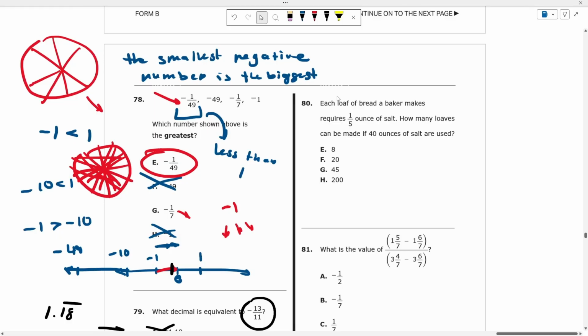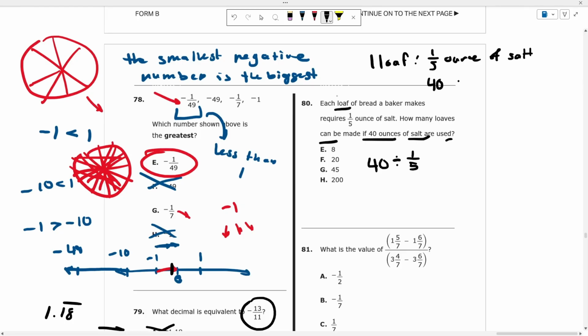Number 80 says each loaf of bread that a baker makes requires 1/5 ounce of salt. How many loaves can be made if 40 ounces of salt are used? So here we know that we have 40 ounces in total, and we're dividing it between 1/5 ounces. So we know that one loaf requires 1/5 ounce of salt. If we now have 40 ounces of salt, how many X loaves can we make?